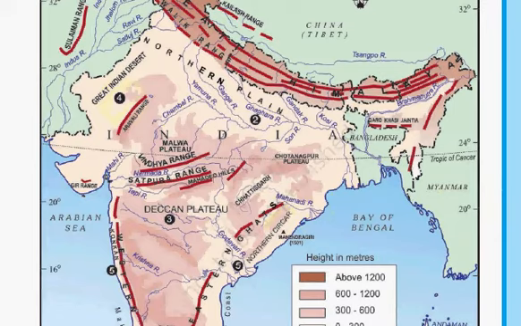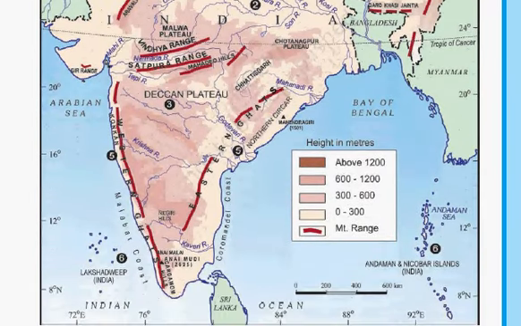Then the fifth physical feature is coastal region. So India is surrounded by Arabian Sea in the west and Bay of Bengal in the east, and this is the western part of our coast. The northern part is known as Konkan, which is from Mumbai to Goa. Then Kannada coast, which is in Karnataka, and the rest of it is called Malabar coast. In eastern coast, the northern part is known as Northern Circars, and the southern part is known as Coromandel coast.